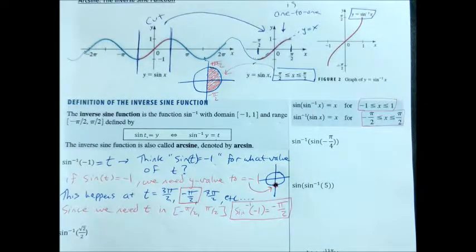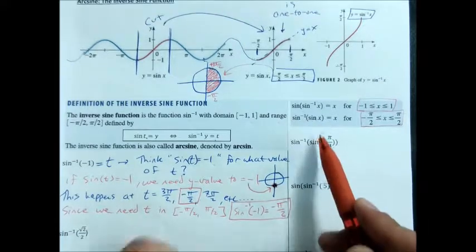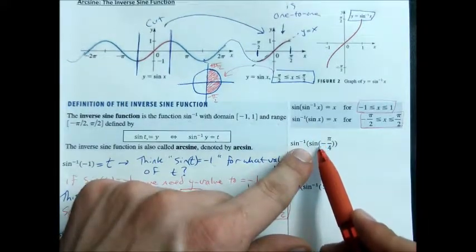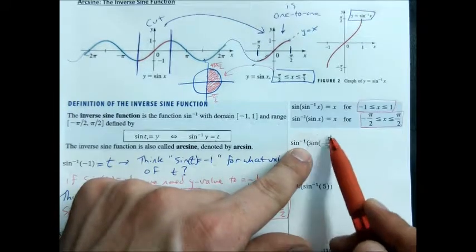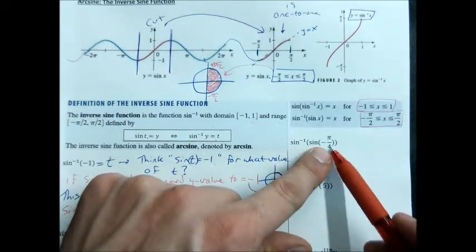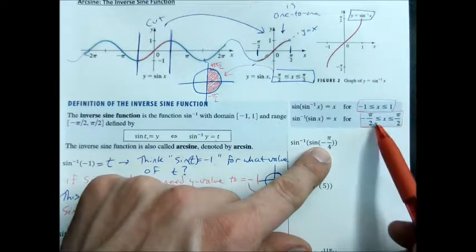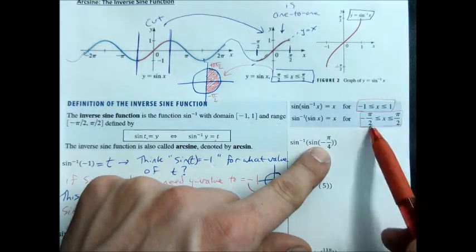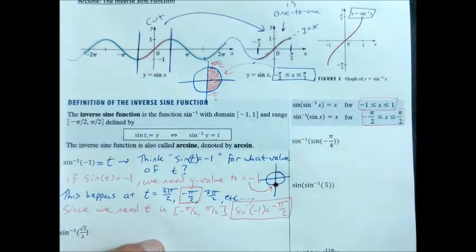Okay. And so what about this first one? This looks like the second property, right? We've got the sine function inside the inverse. That looks like this. And so those things are going to cancel out, and we'll get minus pi over 4 as long as minus pi over 4 is between minus pi over 2 and pi over 2. That's what this property says. And so my question is, is minus pi over 4 in that interval?